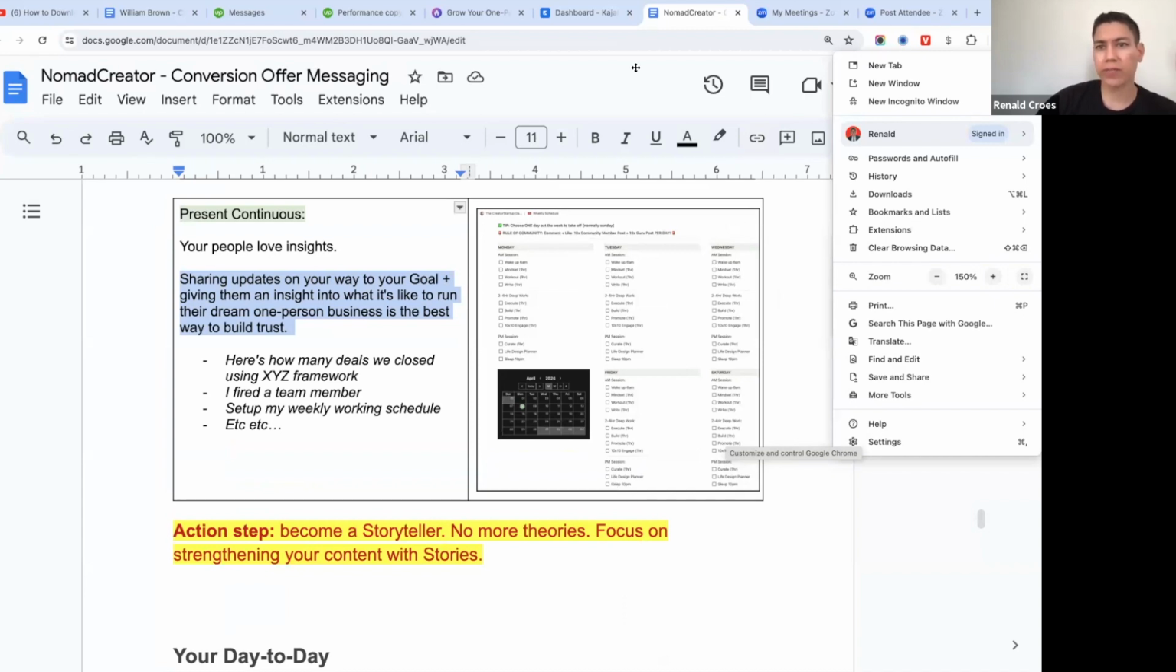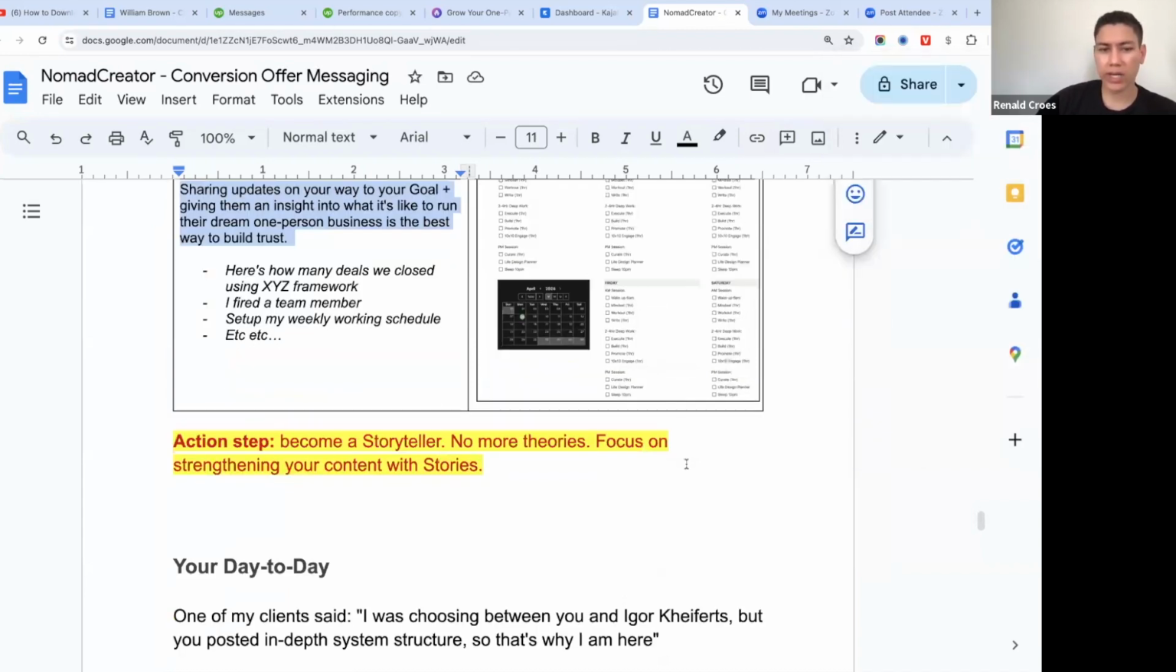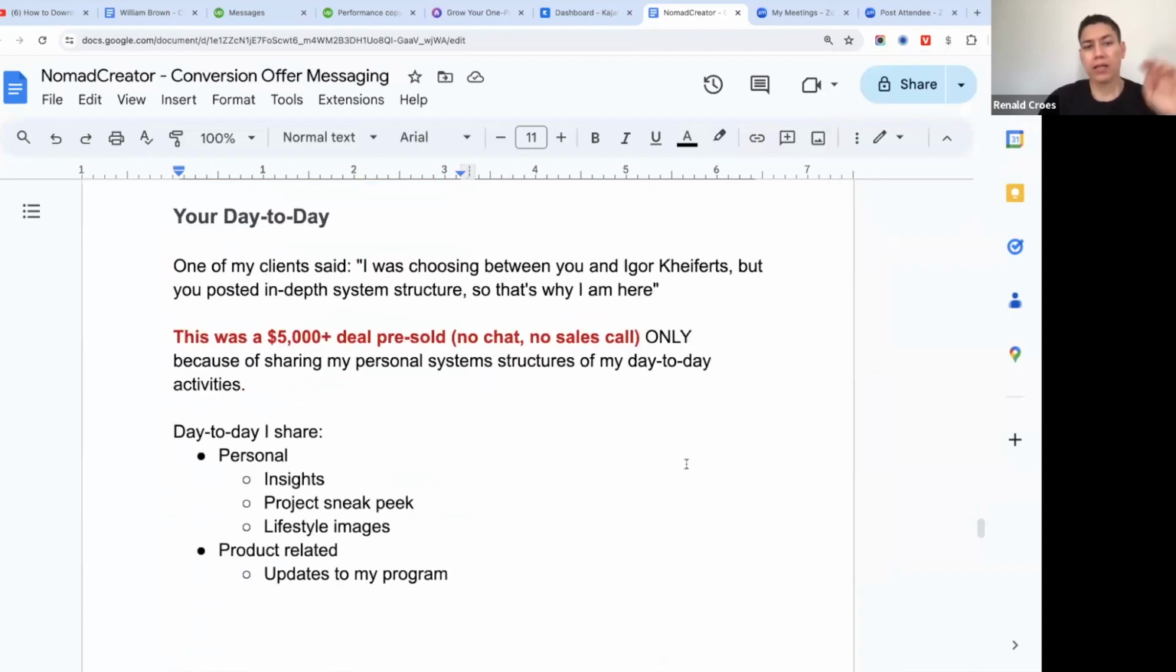Okay, content sharing. Let me just scroll down over here. So this is how I'm going to put this. In the future, I'm going to share the screenshot with you. But right now, the idea is to get them to your side. Okay, shift their belief.